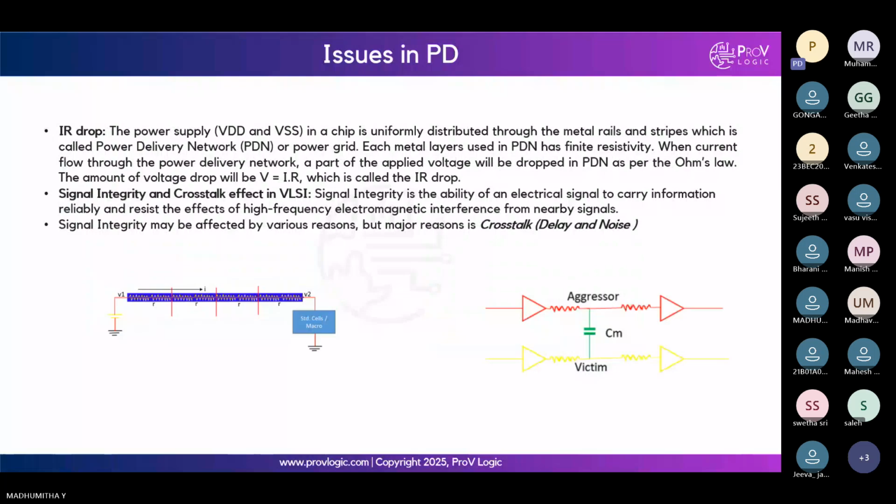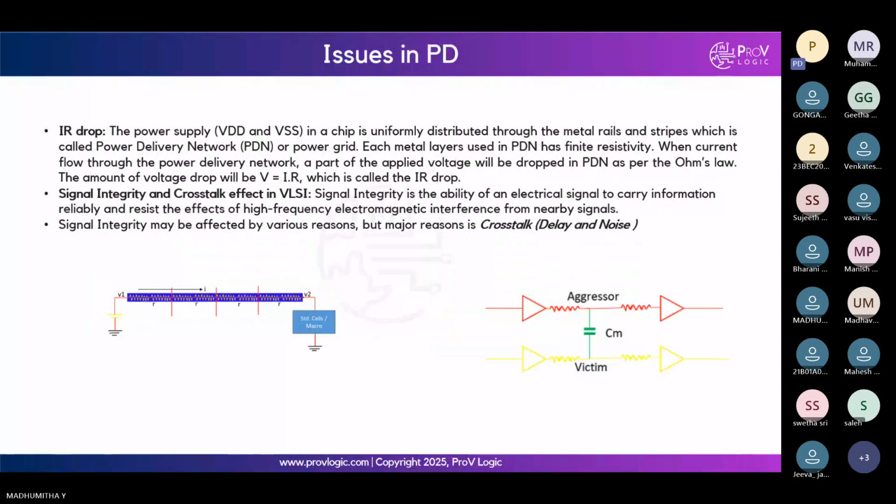Okay, so to explain this, there are two nets. You can see aggressor and victim. This red net is called the aggressor because it affects the data in the second net below it. That is why it is called the aggressor net, and the net below it is called the victim net, because the data or signal in this second net is getting affected only because of the net above it.